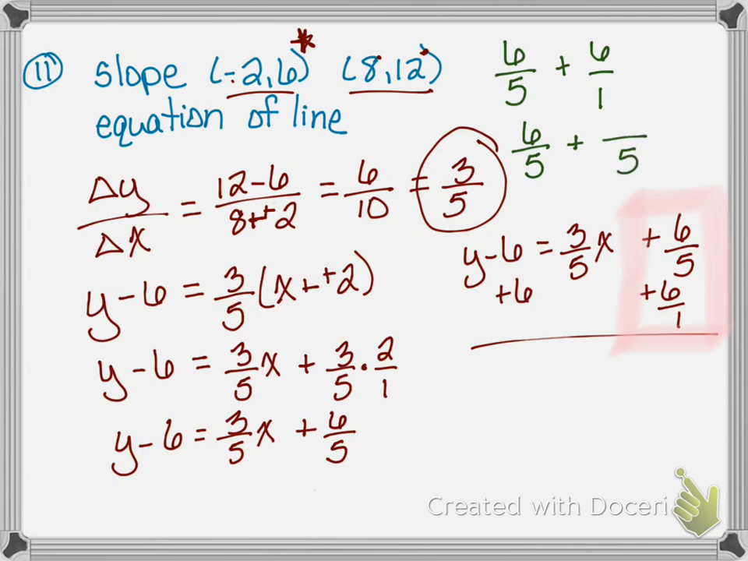So I ask myself, how many times does 1 go into 5? The answer to that is 5 times. And then I multiply 6 times 5 to get my numerator. And so that is 30. So if you ask yourself, what is 30 divided by 5? You will get 6. So 6 over 1 and 30 over 5 are equivalent fractions. And when we add those two together, we get 36 over 5.